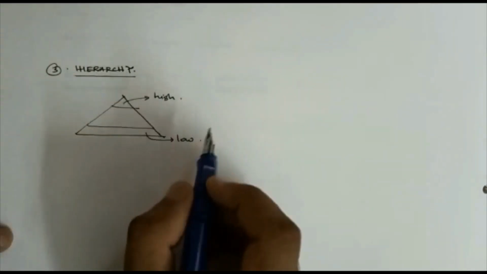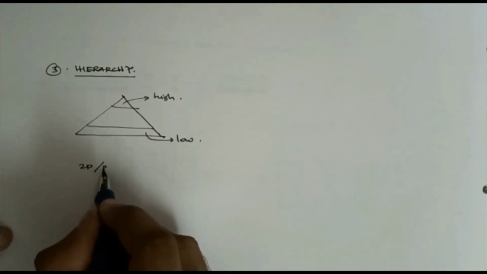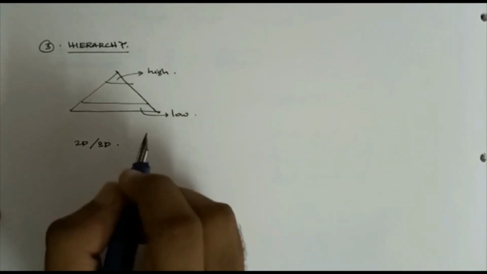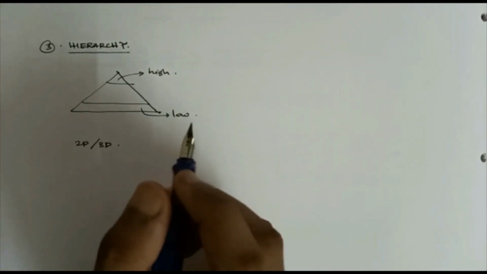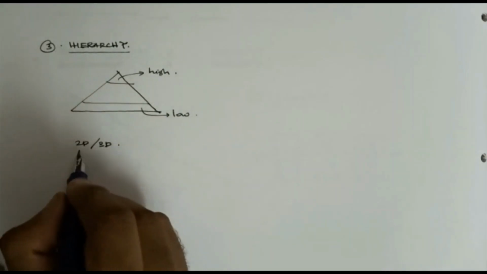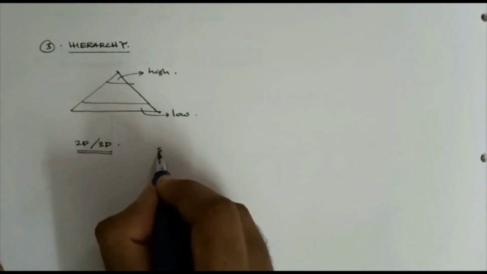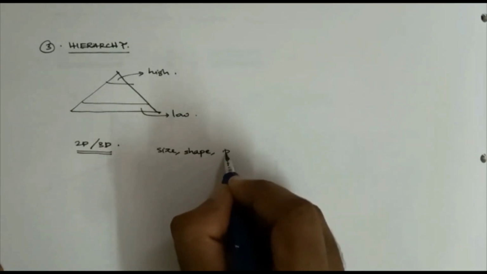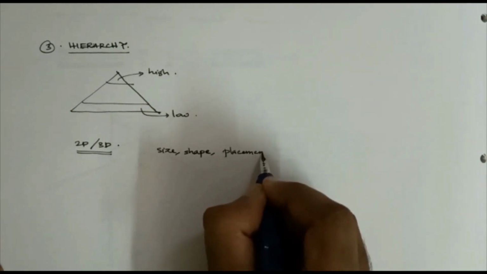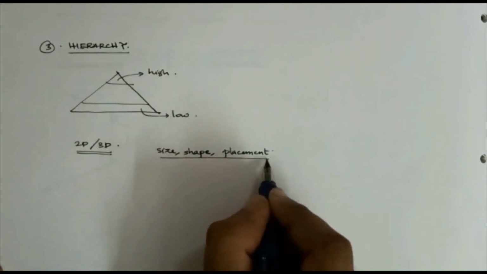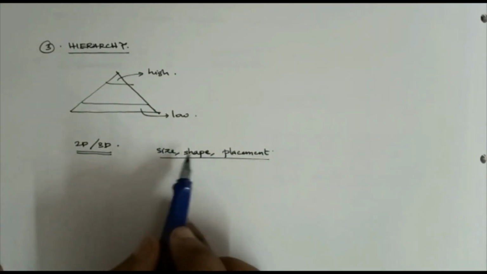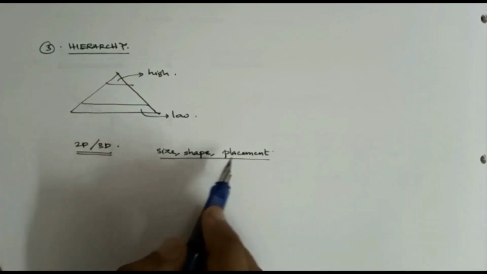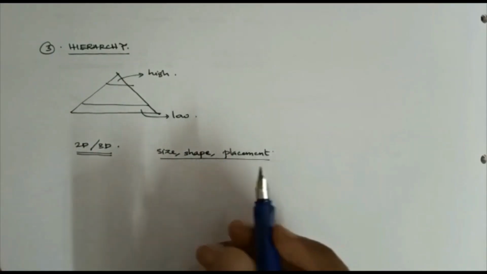Similarly, in a composition, either 2D or 3D, hierarchy means a certain aspect of the composition is given dominance or significance or importance, either in terms of its size, in terms of its shape, or in terms of its placement. So hierarchy can be brought about in a composition by using any of these three entities: size, shape, or placement. So how in terms of size?